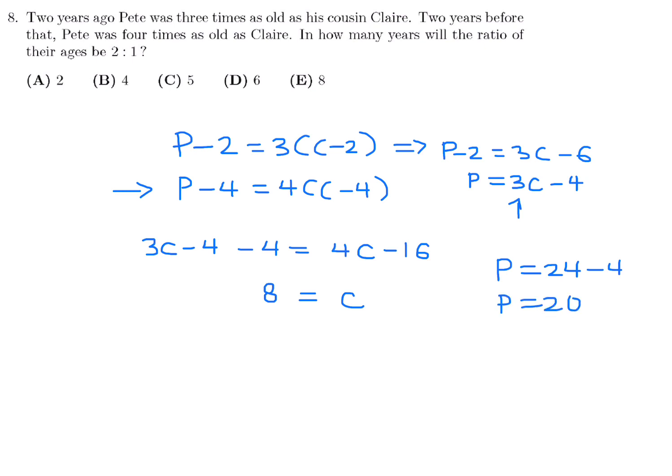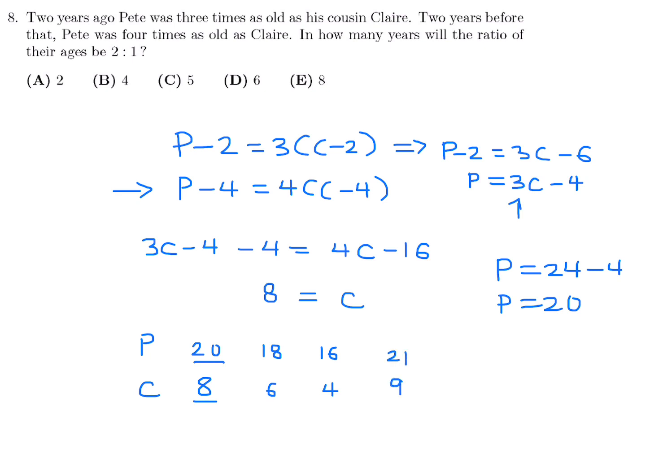So let's figure this out now. P and C. Right now it's 20 and 8. 2 years ago it was 18 and 6, and indeed that's a factor of 3. 2 years prior to that, it was 16 and 4, and that is indeed a factor of 4. So they're saying, when is the ratio going to be 2 to 1? Well, right now it's 20 and 8. So in 1 year, it'll be 21 and 9.